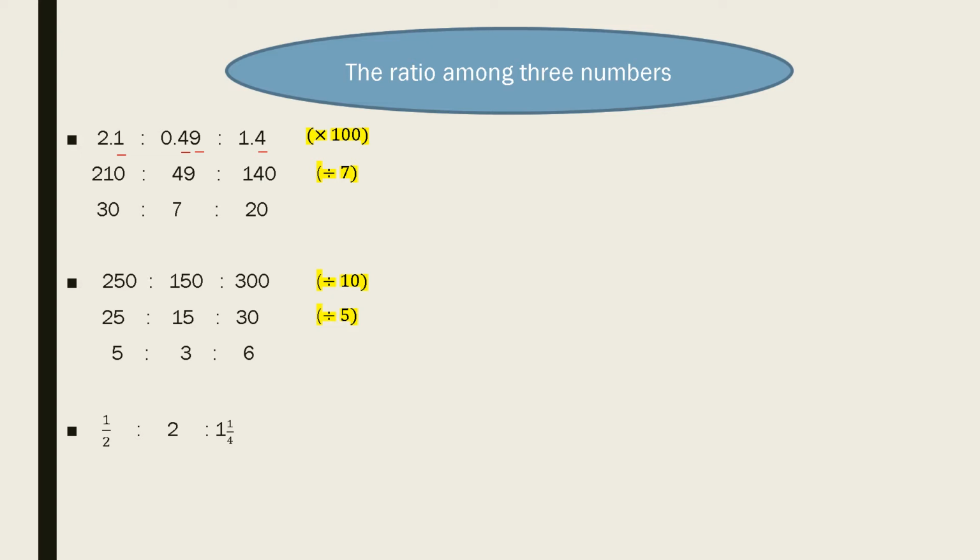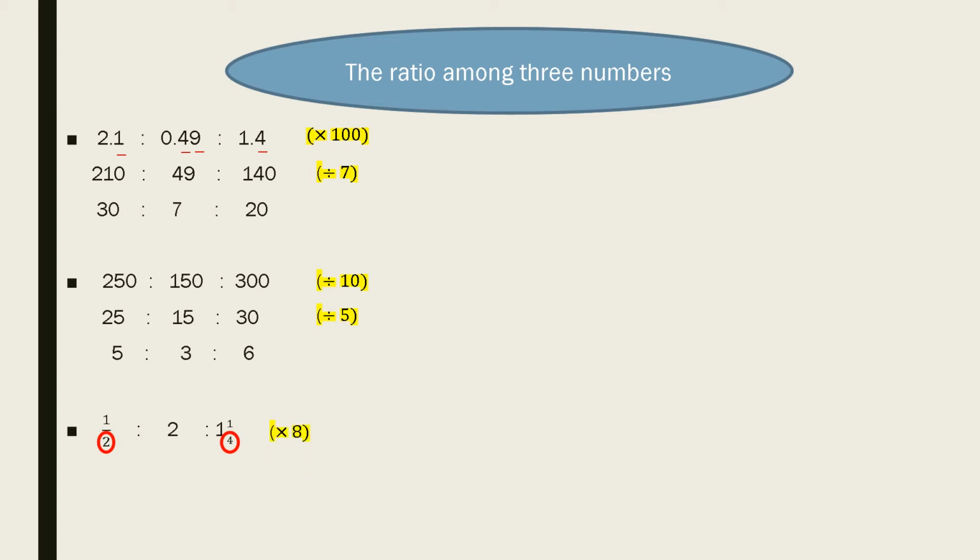1 over 2 to 2 to 1 and a quarter. Now we have a ratio between fractions, but 2 is a whole number. We can write it in the form of a fraction by writing it over 1. Then we circle the denominators and multiply them to get the answer 8.